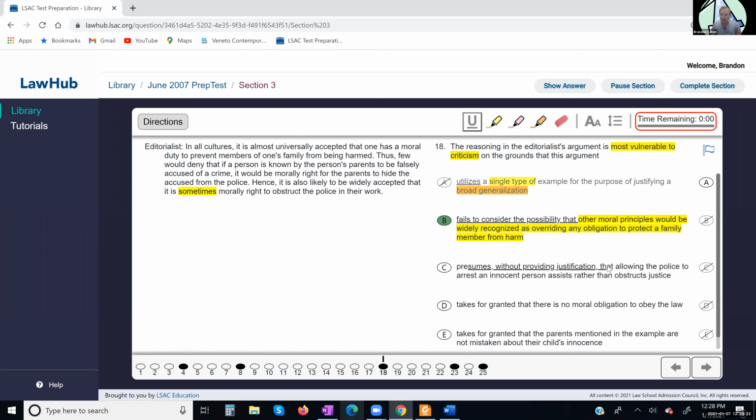C says presumes without providing justification that creates a necessary assumption. So we're going to negate the yellow and see if that weakens the argument. So allowing the police to arrest an innocent person, sorry, I was not able to catch it. So instead of assisting, it would not assist. And instead of it not obstructing, it would obstruct. So they're saying allowing police to arrest an innocent person would not assist, but it would obstruct. So if we accept that, now here's what I'm going to focus on. Innocent person. How do we know they're innocent?